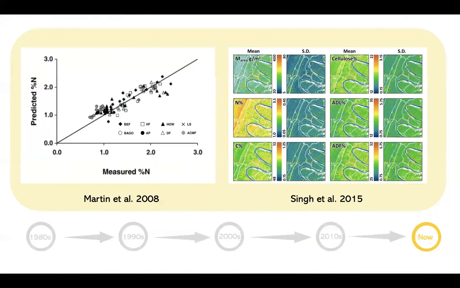This is a paper from Mary Martin at the University of New Hampshire showing all of these different sites. There's Howland right there, and these are all a lot of different places showing that she could build one model to predict nitrogen. My student, Aditya Singh, then actually brought that up to 7 foliar traits: fiber, lignin, cellulose, carbon, nitrogen, and LMA, and the other one is N15, or isotopic 15 nitrogen.